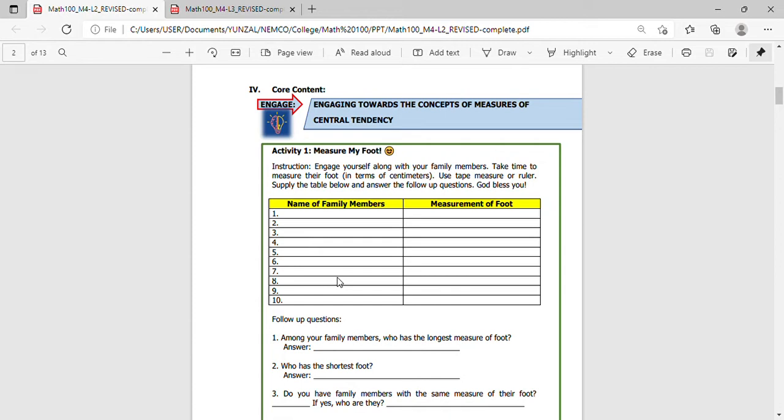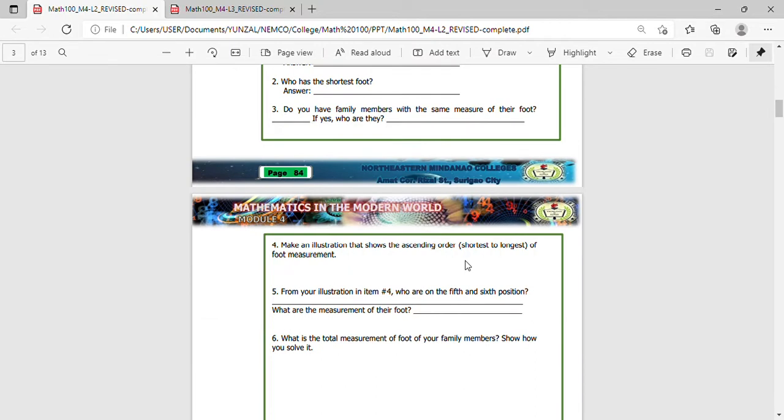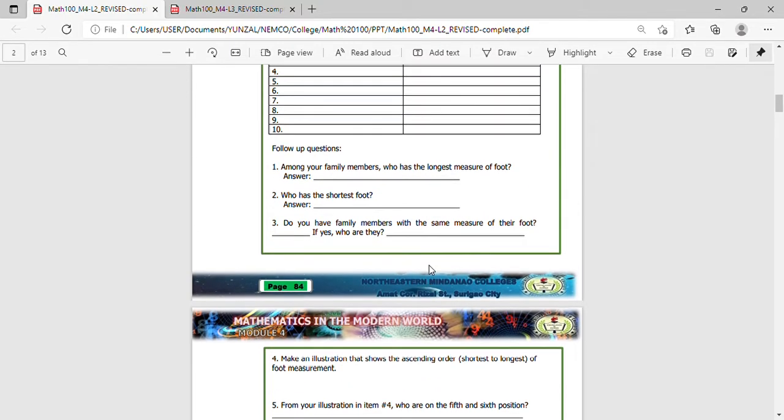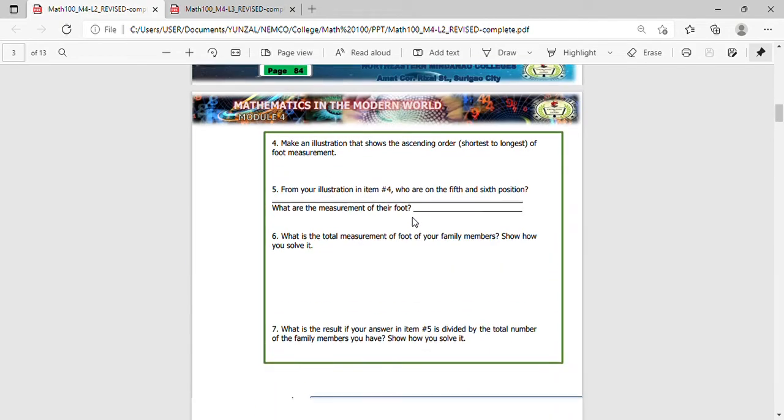So we have there for the table, the name of family members and then the measurement of their foot. For example, your mother's name is Kinisha, and then you will put at the right side their foot measurement. And then you will just have to answer these 6 follow-up questions after doing this activity.